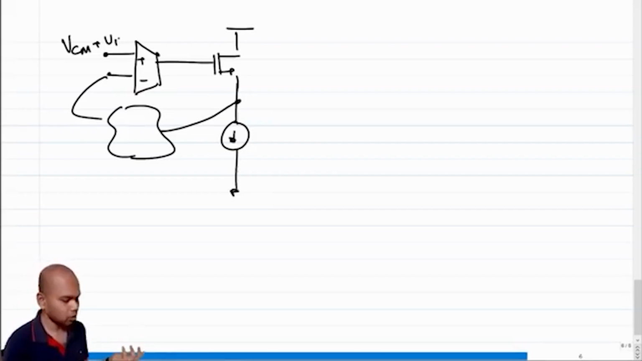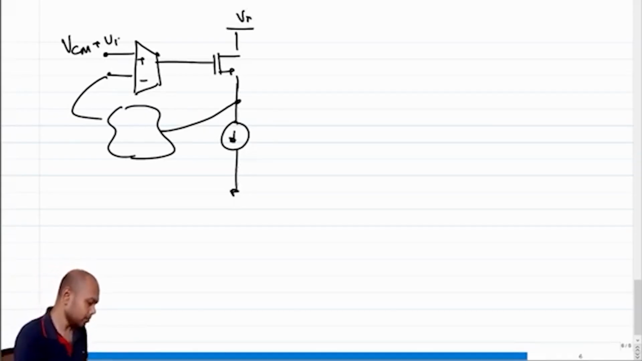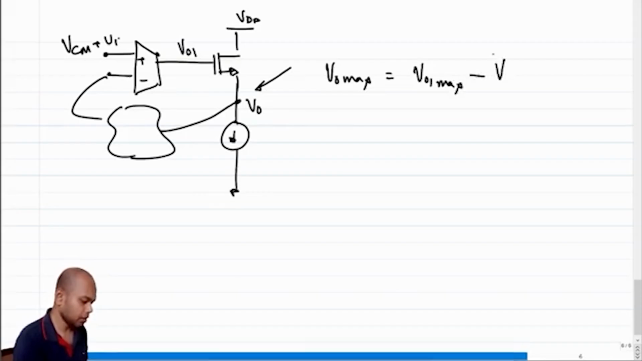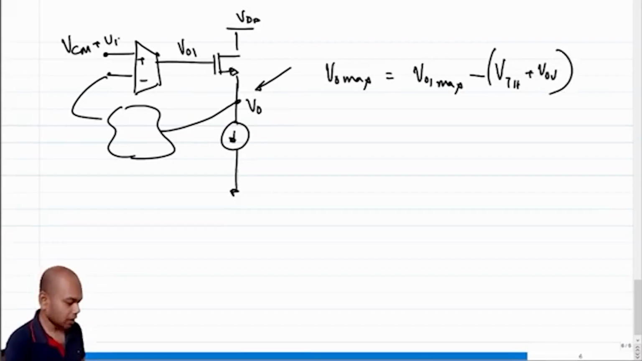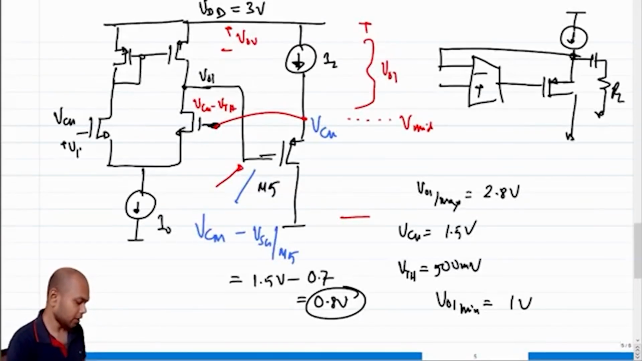Your H can be 1 by 2, a closed loop gain can be 2 or 4 or 5, or there can be a whole bunch of stuff associated here. The part that I am trying to motivate here is, what is the maximum quiescent voltage that V0 can go to? What is V0 max? V0 max will be equal to VO1 max minus 1 threshold voltage plus V overdrive, right? What is VO1 max in this case? It is VDD minus 1 overdrive voltage.